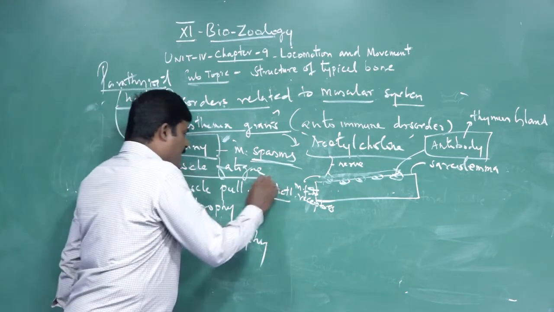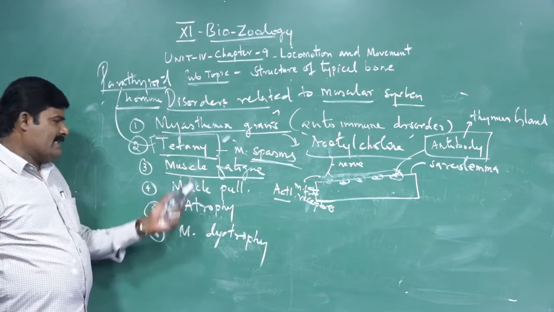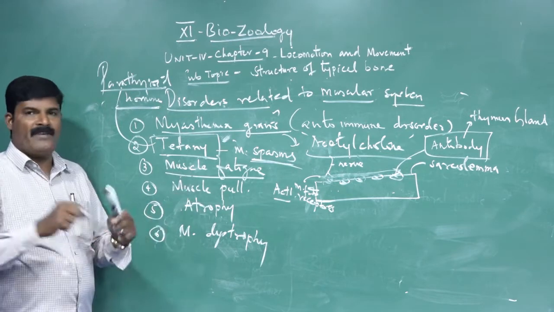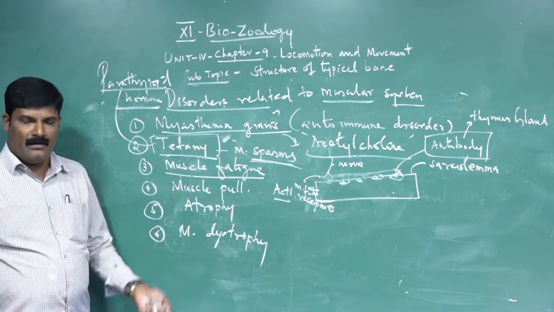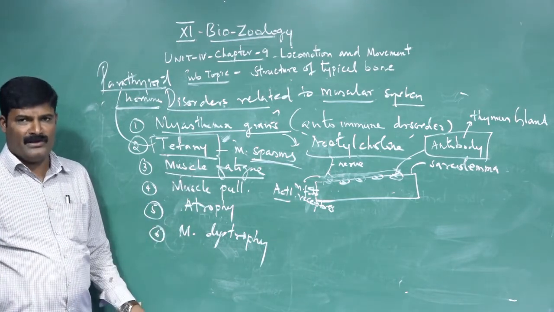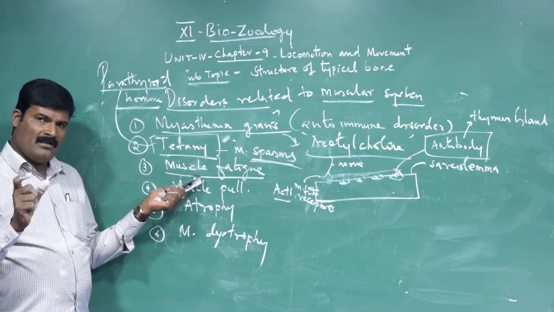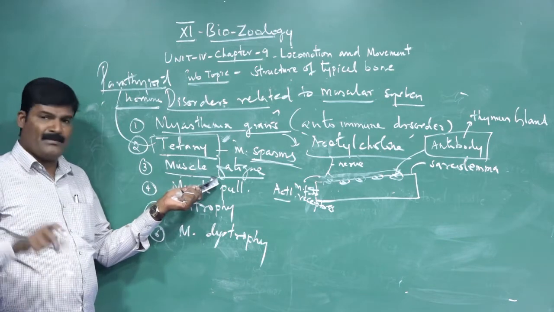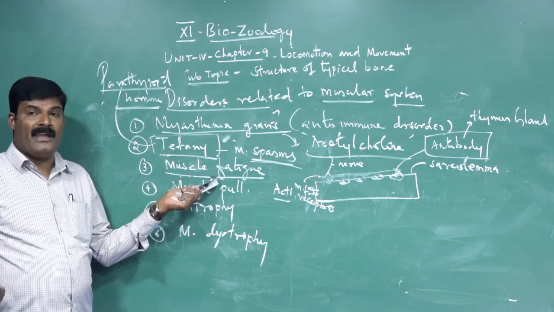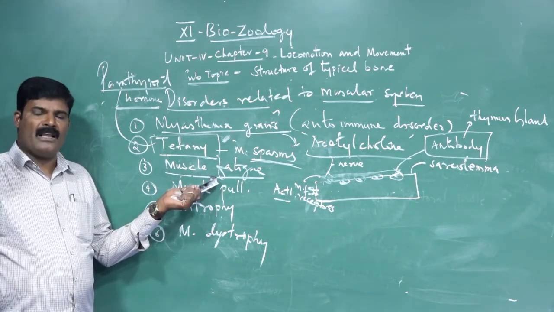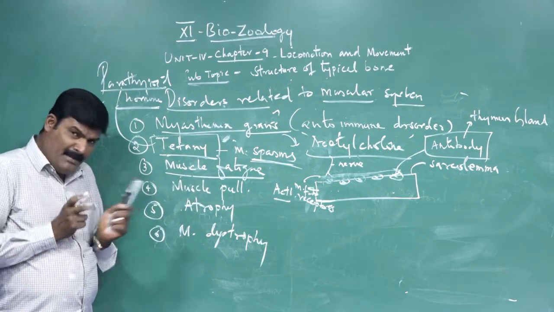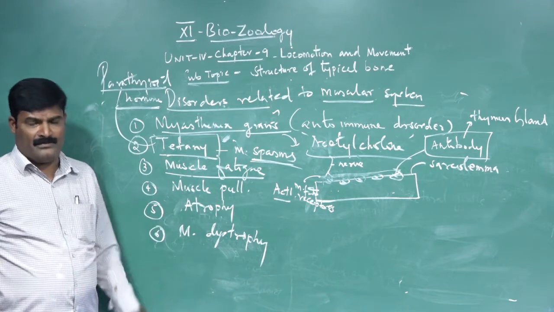What is muscle fatigue? A strong, prolonged, repeated contraction of the muscle leads to fatigue. Fatigue means tired; the muscle is not working continuously. The repeated contraction of the muscle fiber produces muscle fatigue. The muscle becomes tired. When we are running for a very long time, we become tired. It is the same: because of repeated continuous movement, the muscle becomes fatigued.